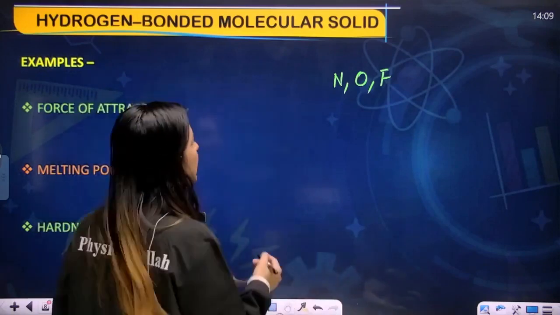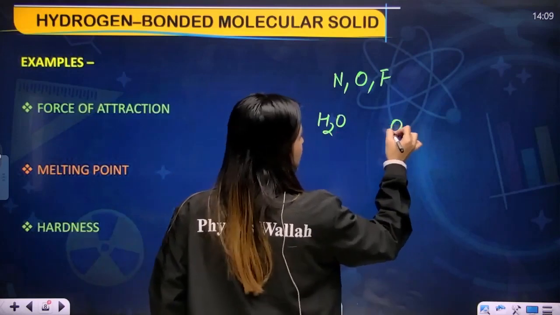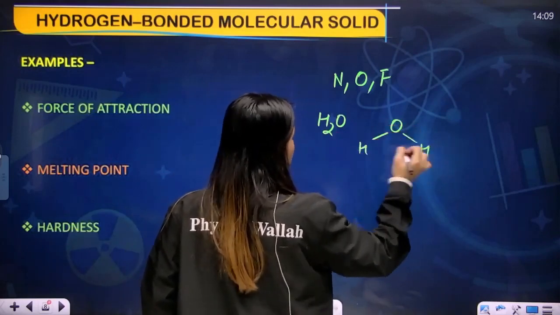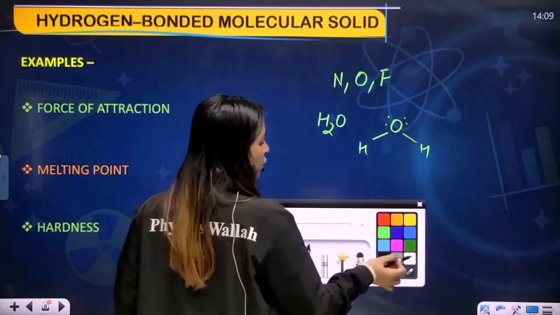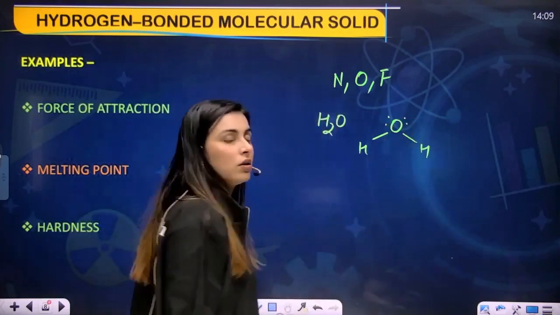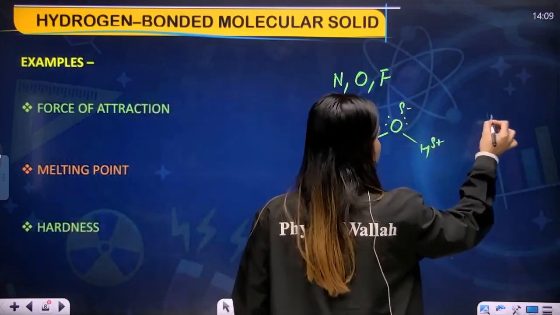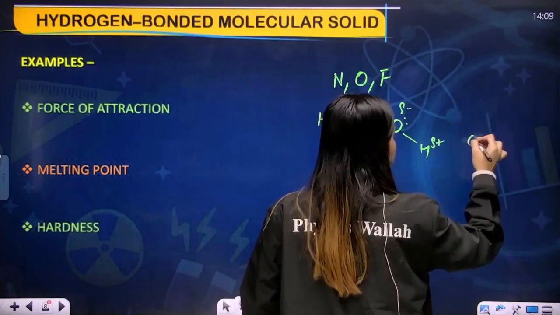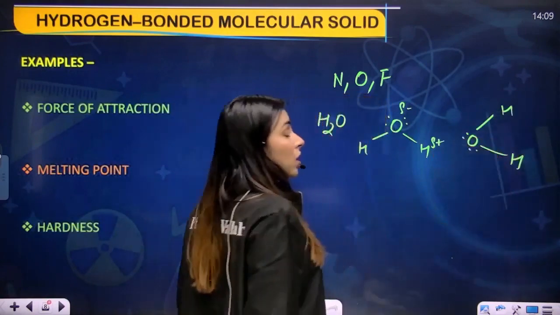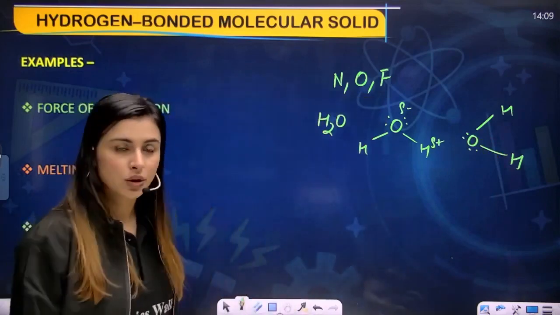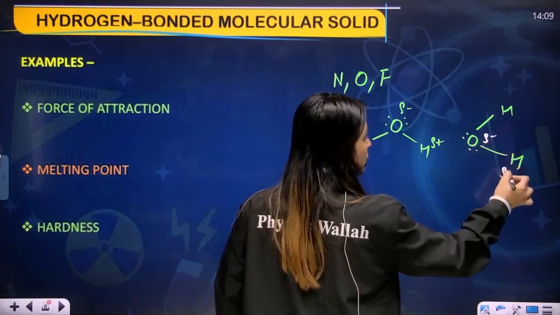Let's take an example. Let us say that I had H2O. So you had oxygen here, hydrogen here, hydrogen here. Now, you know that hydrogen is bonded to a very electronegative element, which is your oxygen. So it will have partial negative charge, it will have partial positive charge. Again, you have oxygen here, hydrogen here, hydrogen here. You will obviously have a lot of water molecules. So here partial negative charge, partial positive charge.